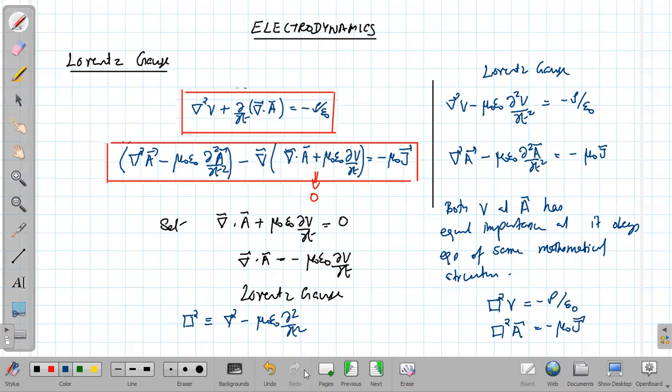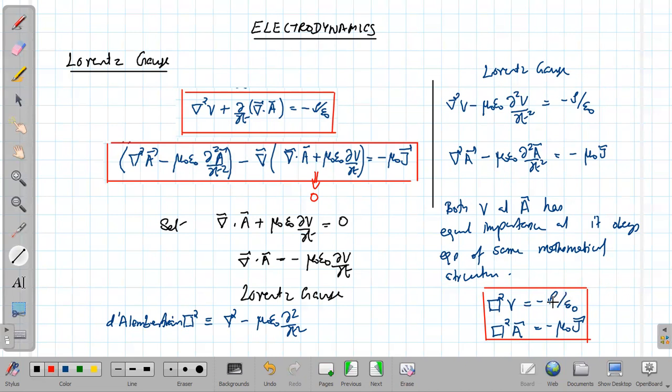This symbol, the square, is called D'Alembertian. So the D'Alembertian symbol is a square. Okay, so that becomes the beauty of the structure. Now this mathematical equation structurally becomes very simple and very clear.